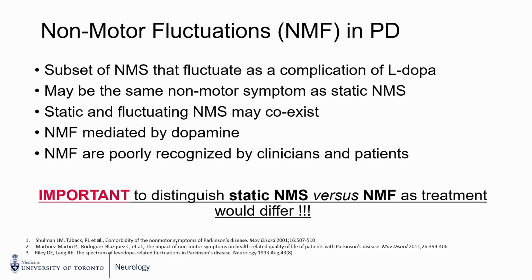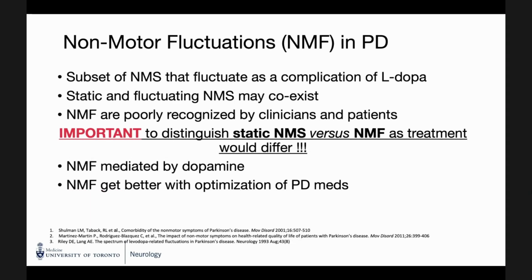Non-motor fluctuations are an associated but distinct clinical phenomenon from static non-motor symptoms, those that don't change, and occur in patients with Parkinson's disease who take levodopa. Now, this may be very confusing to patients and clinicians alike because a static and fluctuating non-motor symptom may be the same symptom, for example, anxiety, which may occur all the time, but may also, in addition, fluctuate in severity according to the timing of levodopa.